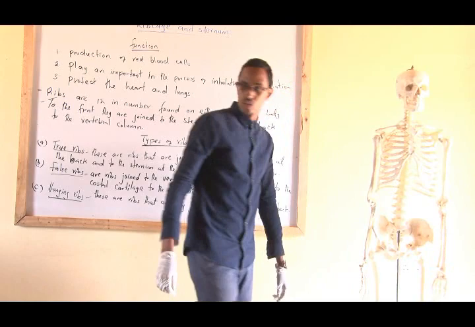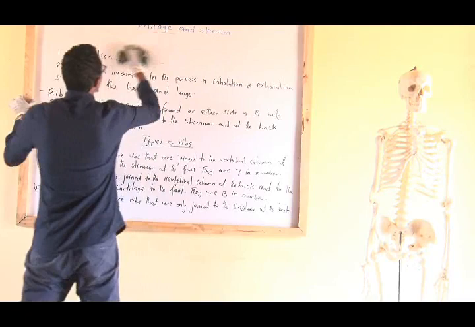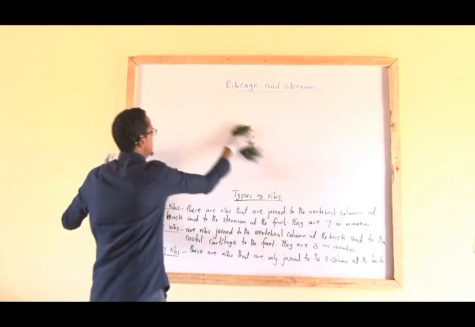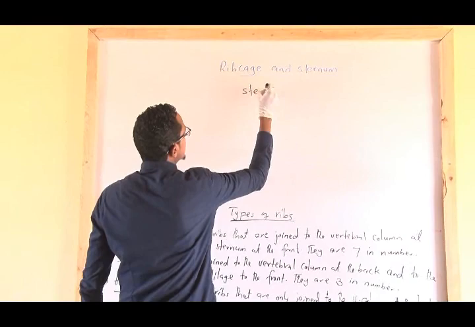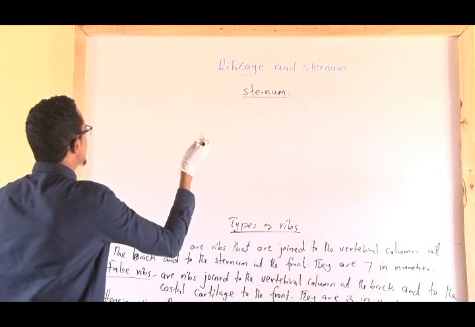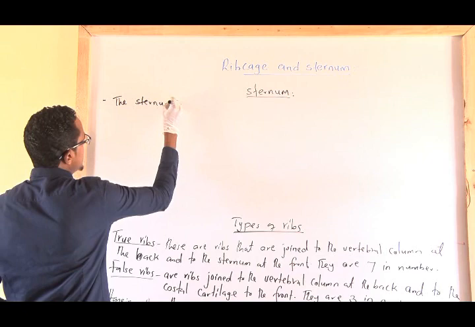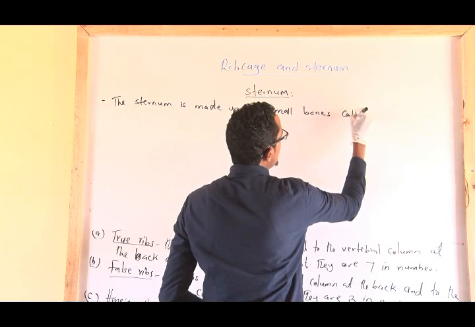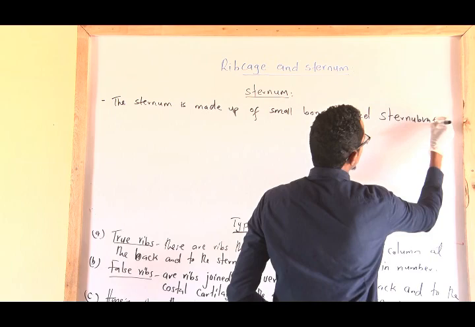So very first, let me take you through the sternum. What can I say about the sternum? We have seen what the sternum is. The sternum is made up of small bones, small bones that are called sternum, right?